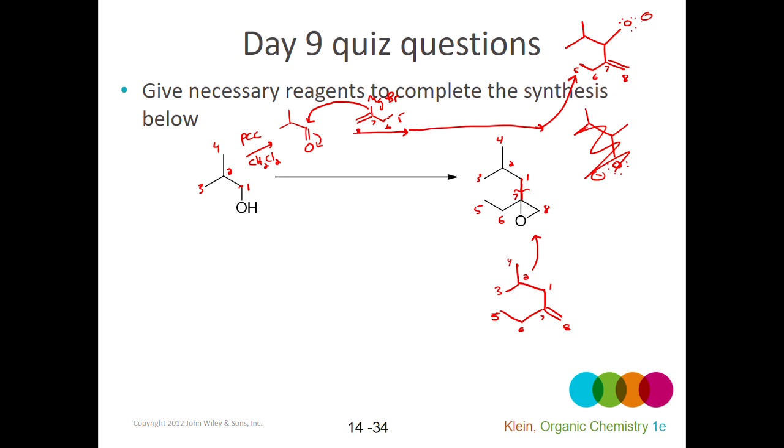So this particular pathway, I might be able to make it work, but I probably need a lot of steps maybe to get from here to here so that I can then MCPBA that and make the epoxide in the last step. So maybe that's not the best route. So sometimes there's a lot of trial and error involved. So let's consider another option.